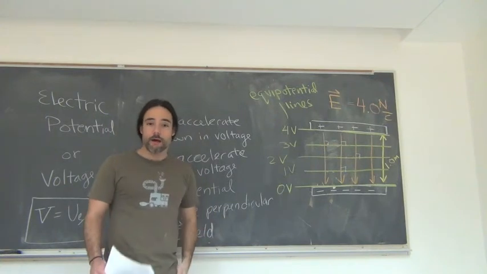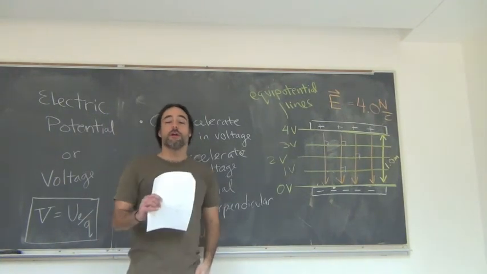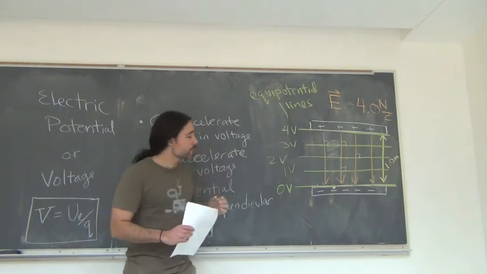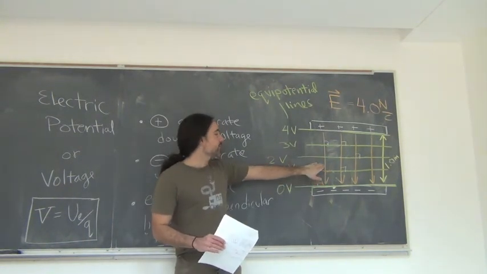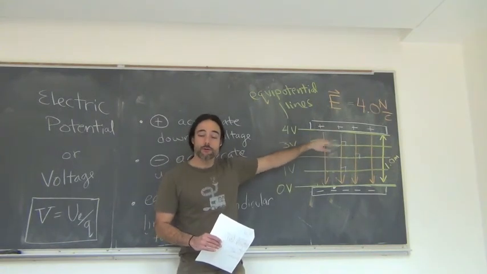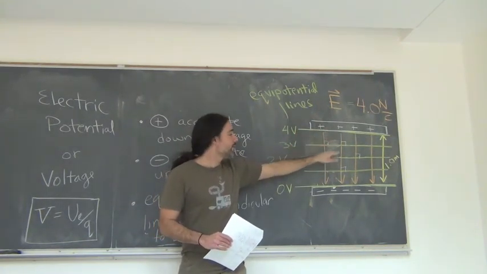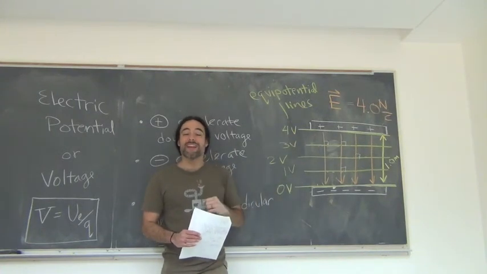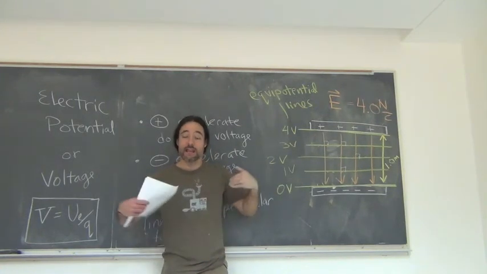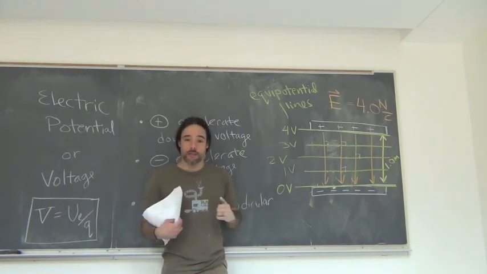One more point about potential, or voltage if you prefer. I just want to emphasize this. The potential is different everywhere throughout space. So we could say that every point in space has some potential. Right now my body has some electrical potential.